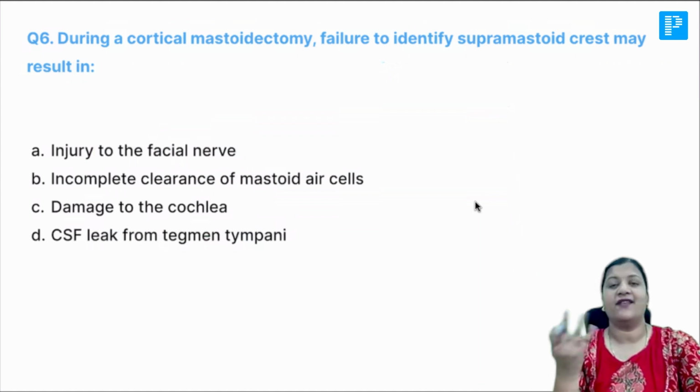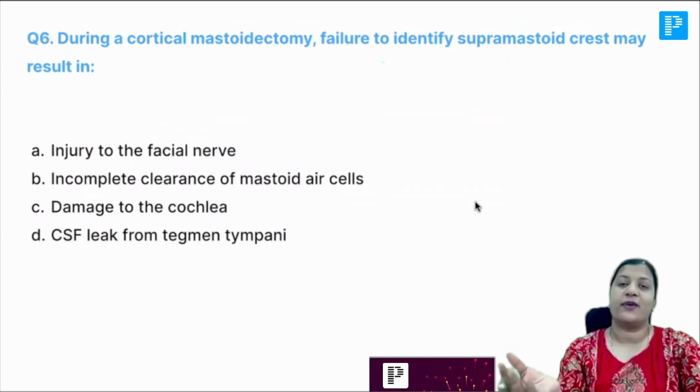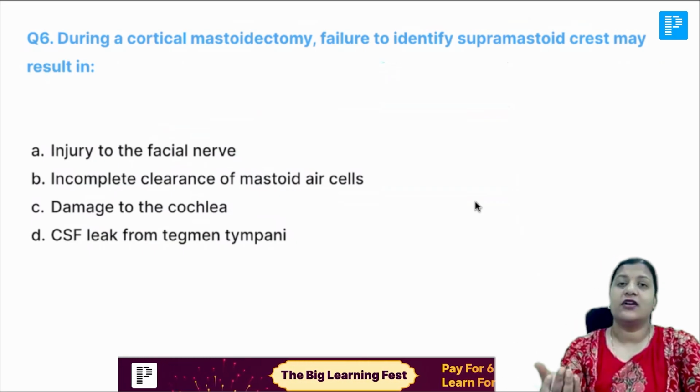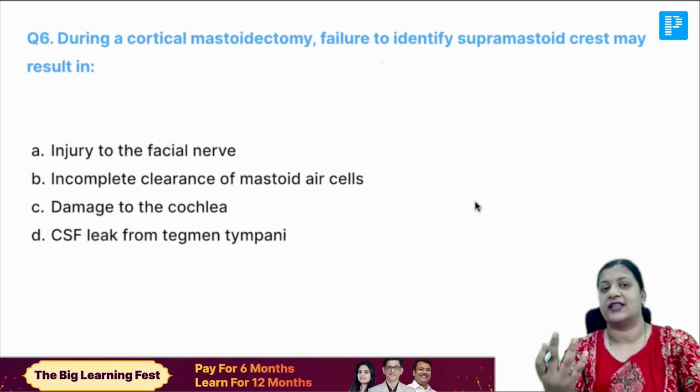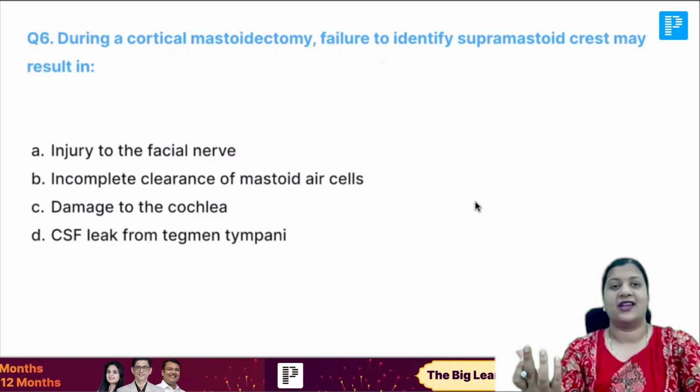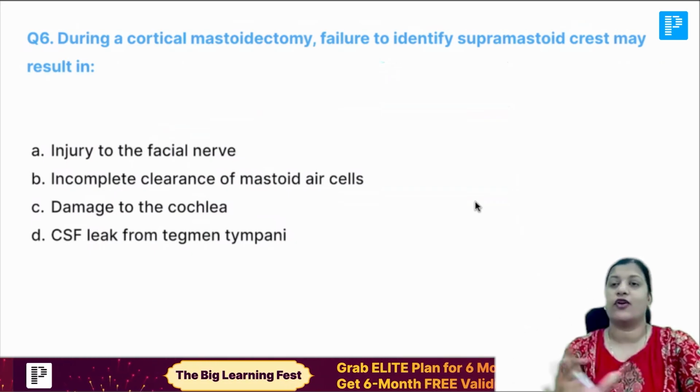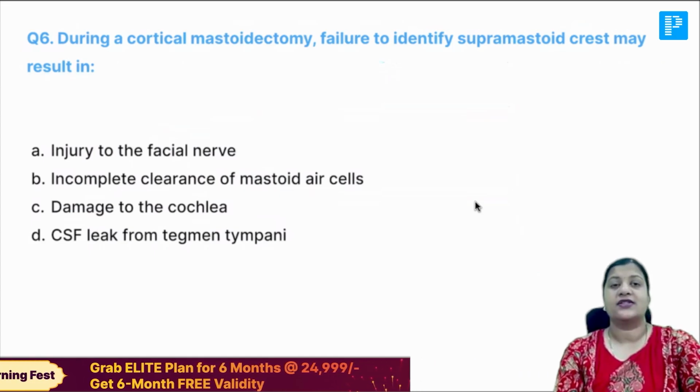So we've learned the pinna, we've learned the external auditory canal, the bony and the cartilaginous part. We've learned hair follicles are only in the cartilaginous part, the bony part does not have them. And we've learned about the embryology aspects as well. We've learned about the inner ear as well. So I think that's a good revision for your ear chapter. Now let's go to the next question.